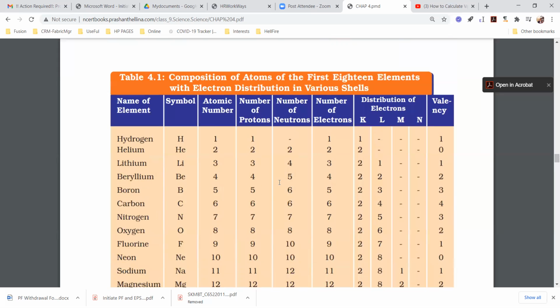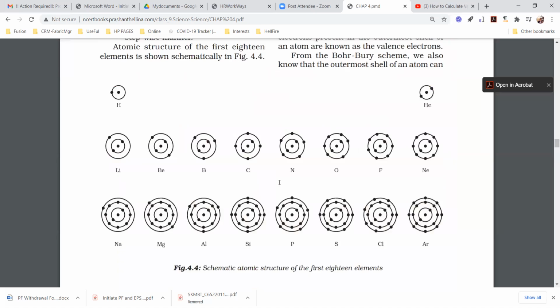Yes, ma'am. So this is about the valency. So here you can see the outermost shell. The electrons present in the outermost shell are the valence electrons.